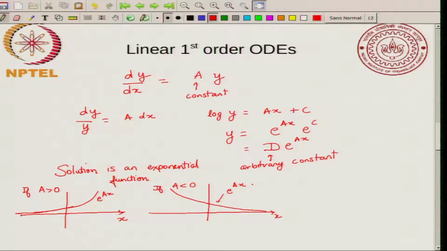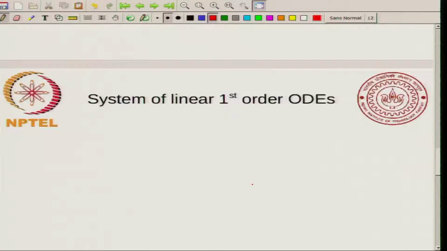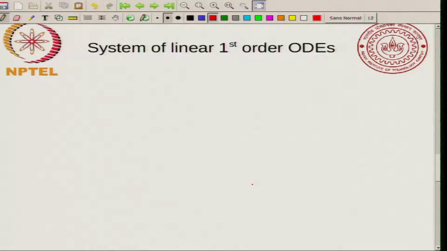What happens if you have a system of linear first order differential equations? So, suppose I had dy1 by dx is equal to a11 times y1 plus a12 times y2 plus, let us say you go all the way up to a1n times yn. So, y1, y2 up to yn are the dependent variables.